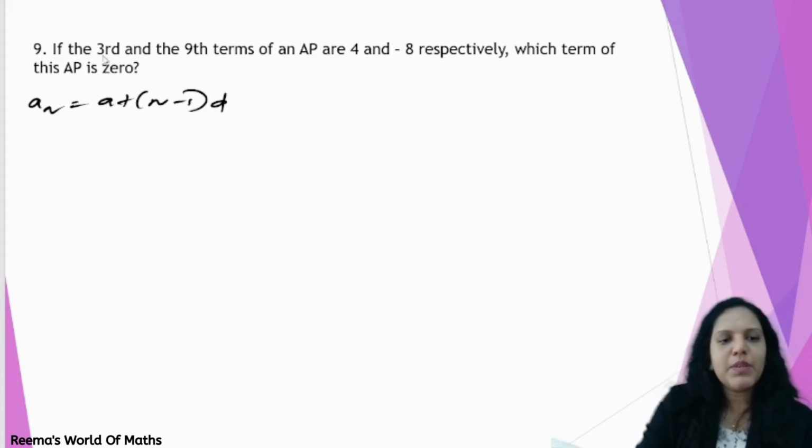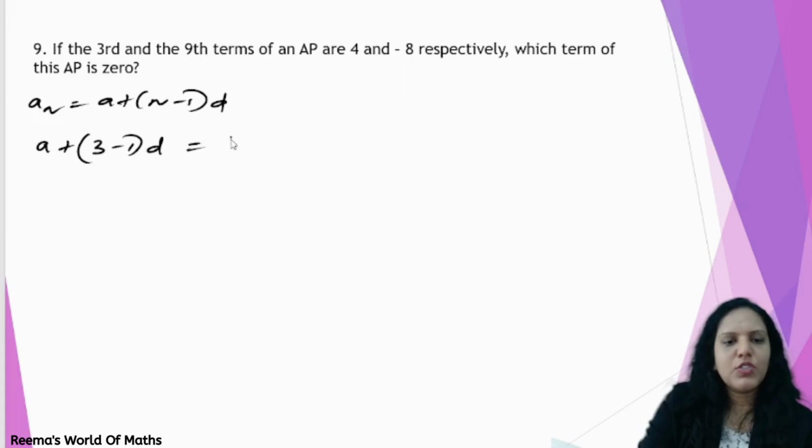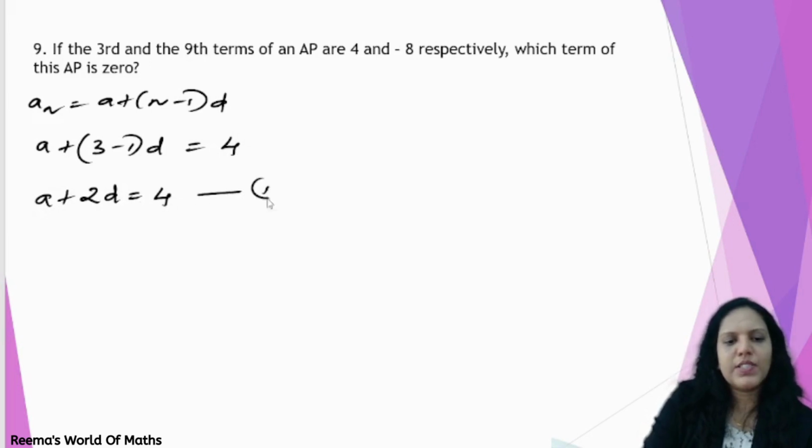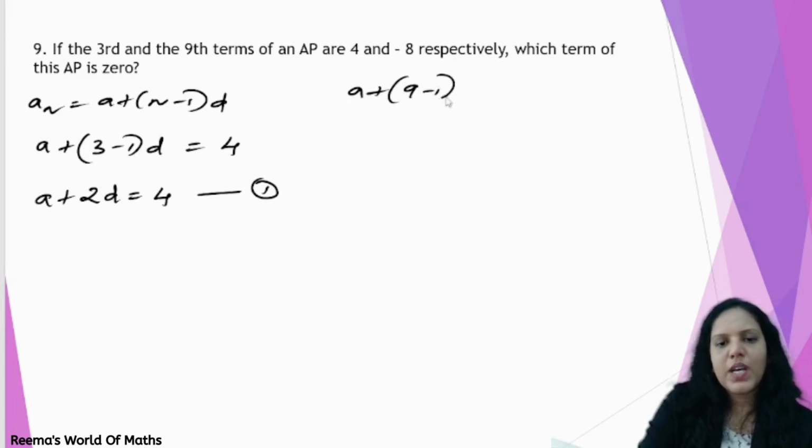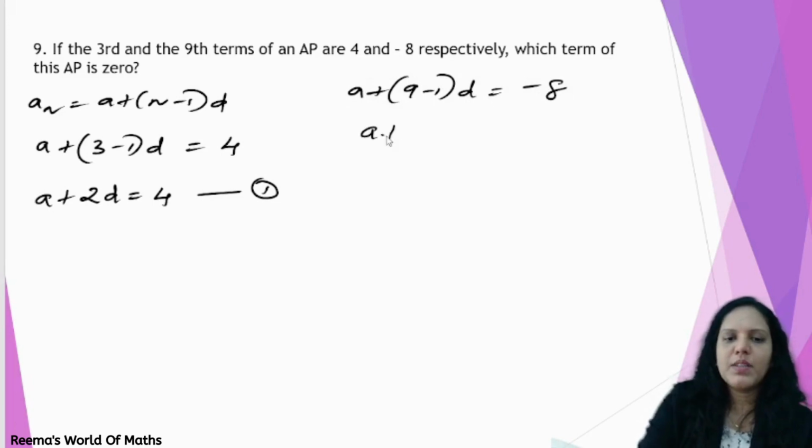For the third term, we are given 4, so that can be written as a plus 3 minus 1 into d equals 4. So that is a plus 2d equals 4. That's our first equation. The second equation is the ninth term. So that is a plus 9 minus 1 into d equals minus 8, which is a plus 8d equals minus 8. So that's our second equation.